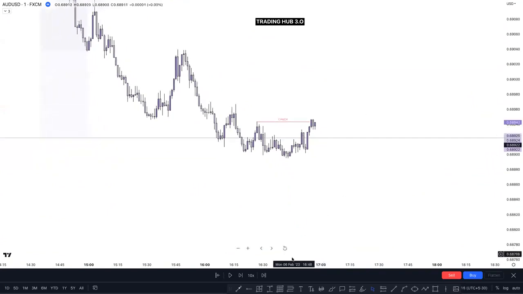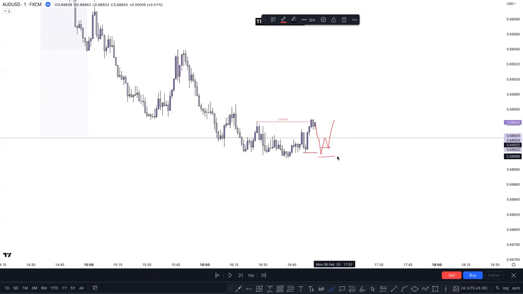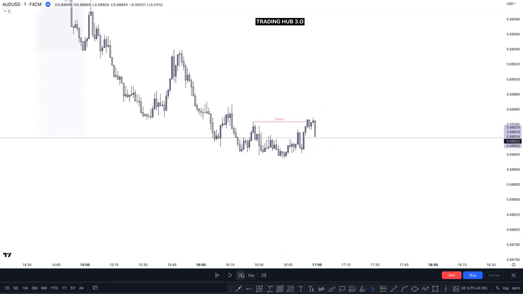So this is a CHoCH, and after this CHoCH, where is our inducement? This one, because this is a pullback, the market must take it out and create any single candle order block entry here. You can buy here for the short term. Right, if the market gets any inducement here, then you can buy here on this order block. Right, so these are two possible scenarios here. Okay, so let's see what happened next after this one.